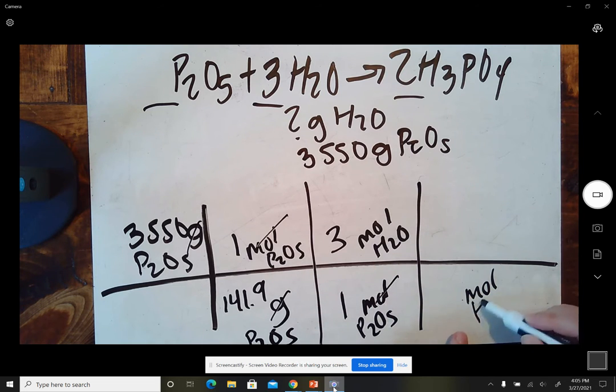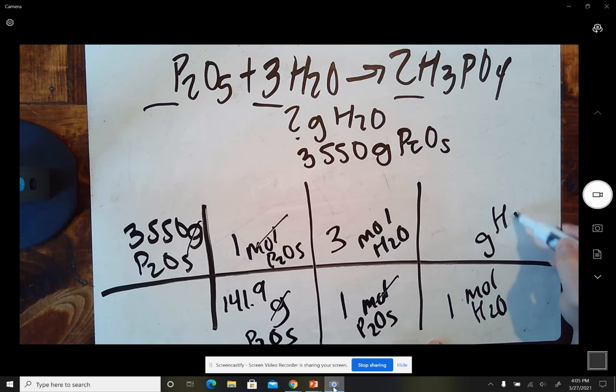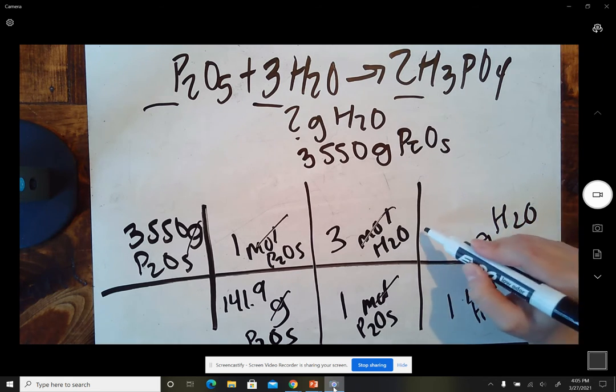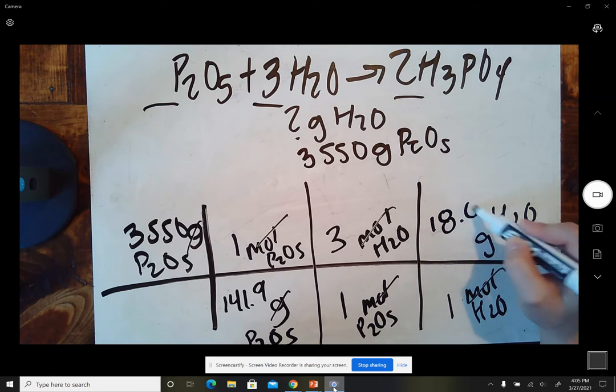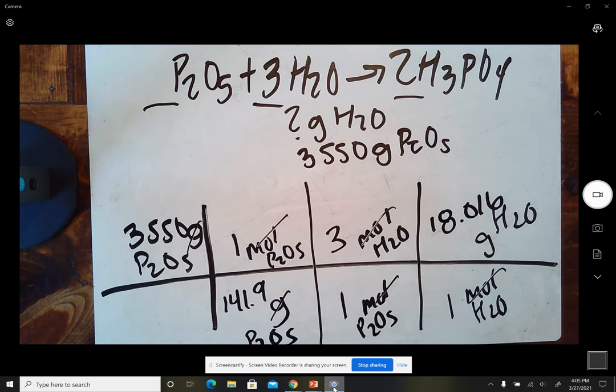So moles of water. We know that 1 mole of water is equal to the molar mass of water. And so I look at my periodic table: 2 times the mass of hydrogen plus the mass of oxygen, and I get 18.016 grams. And there you go. You are set up. So how do I do this?